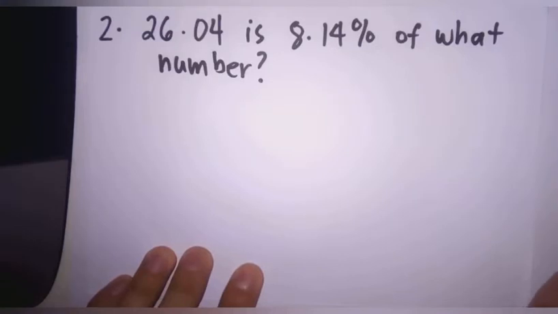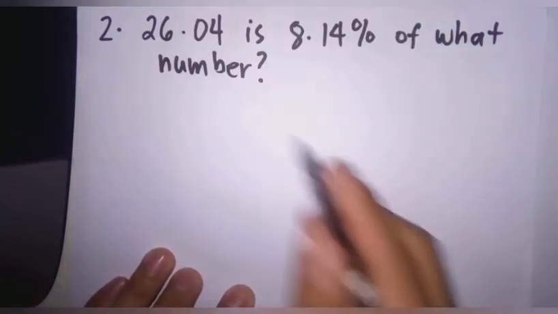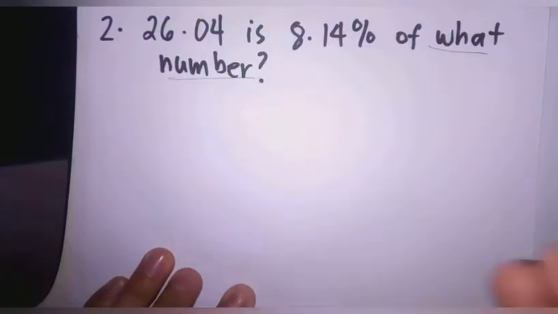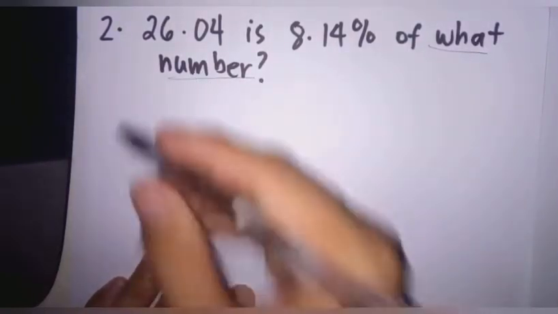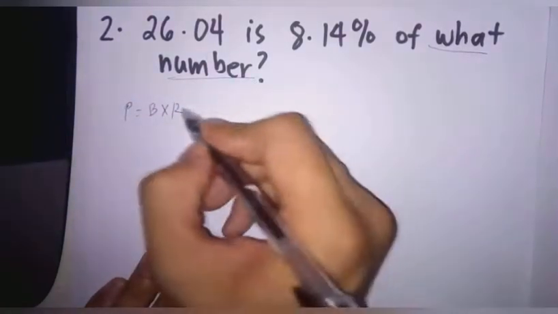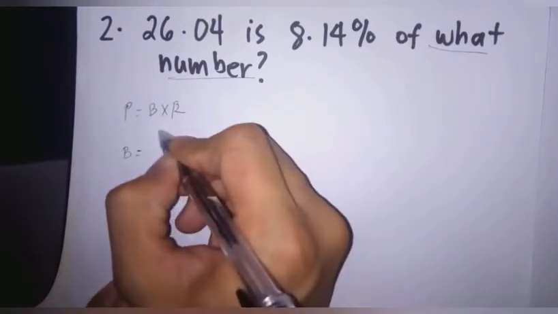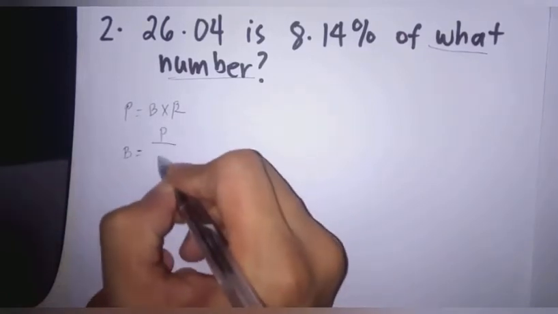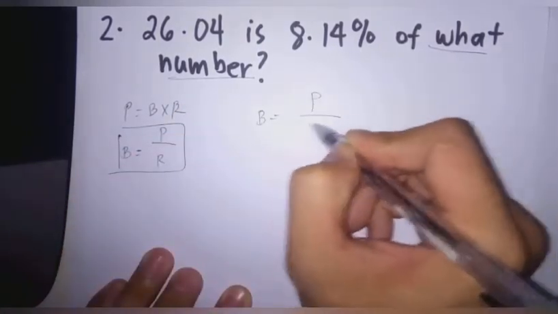Number 2: 26.04 is 8.14% of what number? Syempre, ito ay business math. Ibig sabihin, anong number daw? Hindi sinabing ano ang 8.14% ng 26.04, so hindi natin pwedeng gamitin to. Ang gagamitin natin is yung base mismo. Base is equals to percentage over rate. Ito yung ating gagamiting formula.